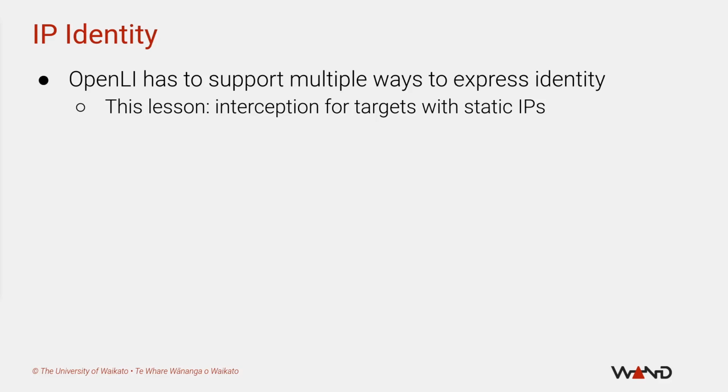So the important thing to take away here is that OpenLI must, and does, support multiple methods to express identity for IP intercepts, and different methods can require slightly different configuration options for interception to proceed. In this lesson, we're going to start with configuring an IP intercept using arguably the simplest approach for IP address assignment, which is static IPs. We'll cover some other methods in future chapters.